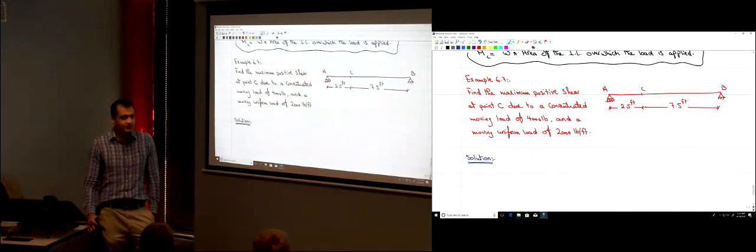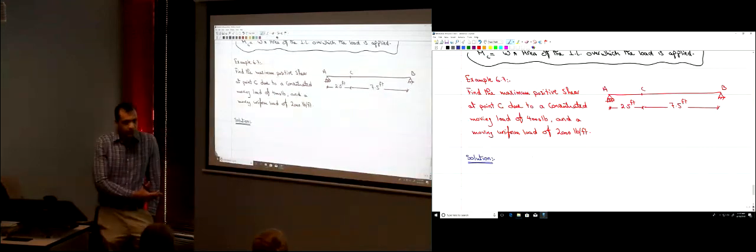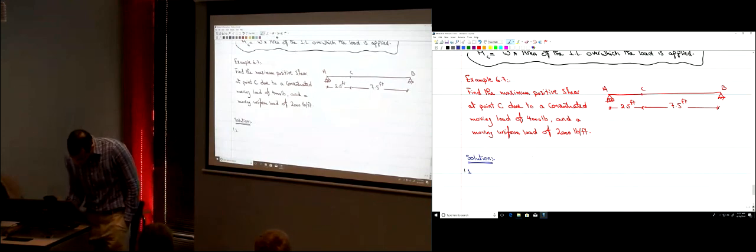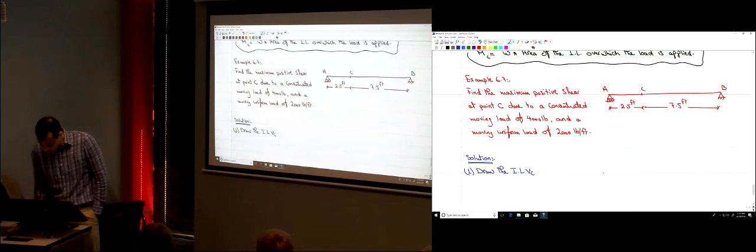For VC, the influence line for MC is not going to help here. I want to know what maximizes VC, so I need to draw the influence line for VC. That's the first step: draw the influence line for VC. We learned how to do this before, so let me draw it.